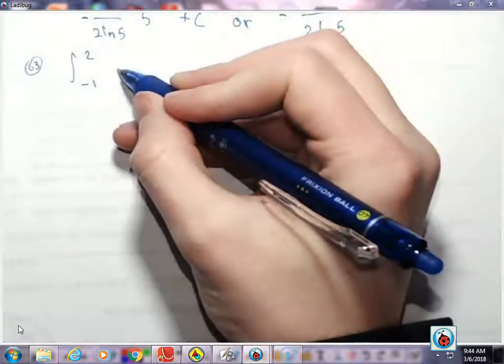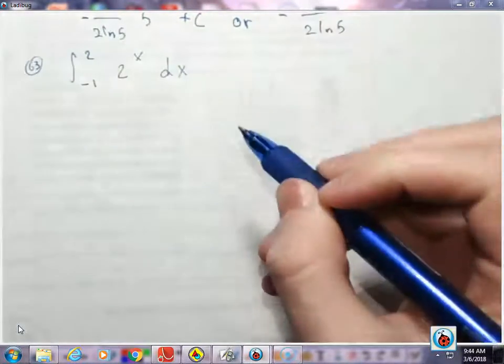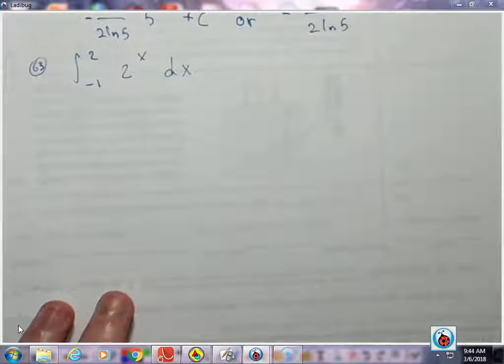Oh, okay, so you're integrating from negative 1 to 2. Got 2 to the power of x dx. What's right here?